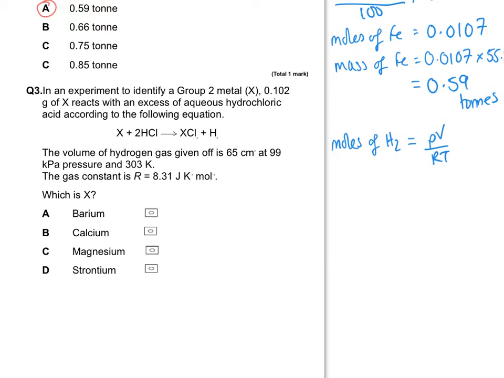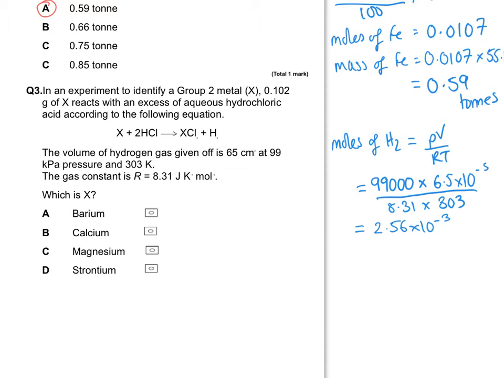And we're doing that using the ideal gas equation. We've got a pressure that is given to us in kilopascals, so the first thing we need to do is convert that into pascals. The volume is given in centimetres cubed, so you've got to divide that by 1,000,000 to turn it into metres cubed. Then we need to divide that by the gas constant and the temperature in Kelvin, which is equal to 2.56 times 10 to the minus 3.